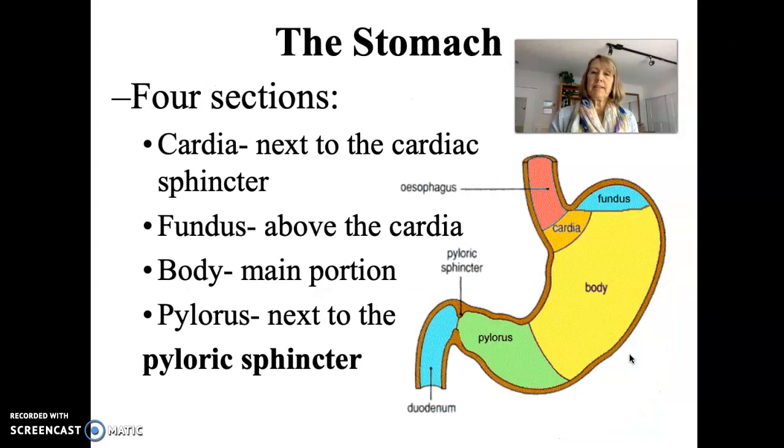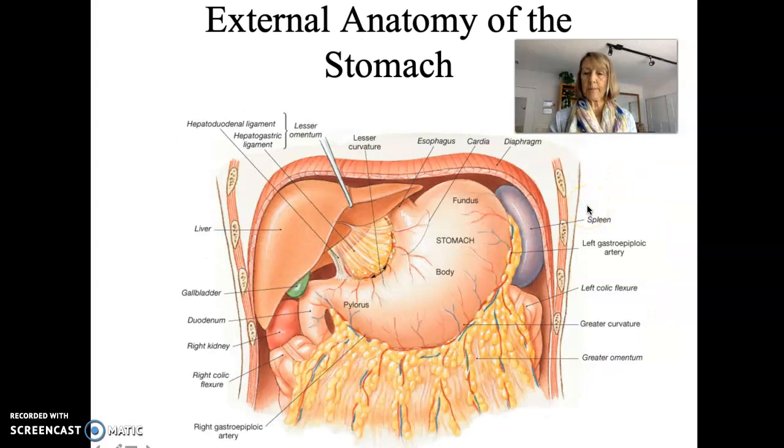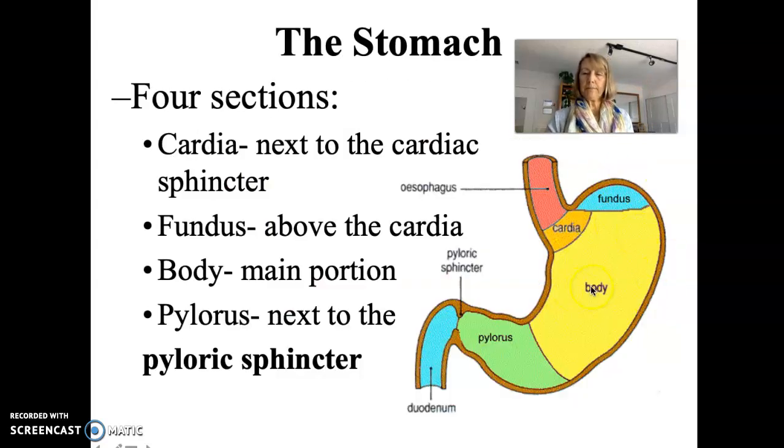The sections here are the cardiac region where the sphincter is, the fundus, which is sort of the region above where the esophagus is coming in, the body, the pylorus, and the next sphincter here is the pyloric sphincter. So cardiac sphincter, pyloric sphincter. And then food is going to move on to the next portion. It's the beginning portion of the small intestine, and that is called the duodenum or duodenum. You can pronounce it either way.